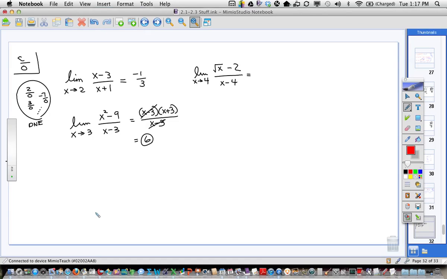Okay, what do you got? 1/4. What's the conjugate? Square root of x plus 2.